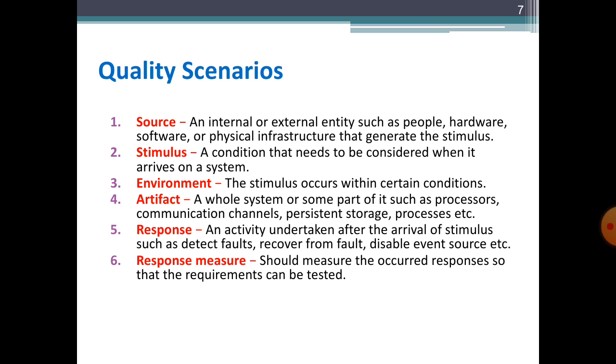And then the next one is the artifact. Artifact is about the part or parts of the system stimulated. And the next one is response. The response is what the system does in response to the stimulus or the event. And the last one is the measure of the response, like how the response can be measured and tested. So these are the six elements of quality scenarios.